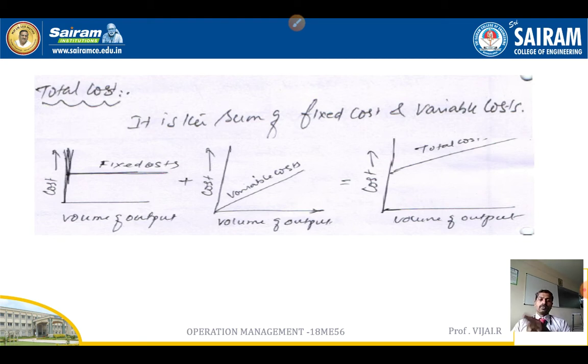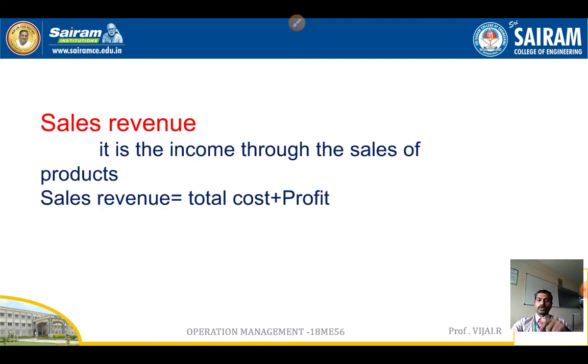The sum of the fixed cost and the variable cost gives the total cost. In the last slide you can see the volume of output, and the total cost starts from the fixed cost and increases linearly along with the variable cost. So this is the total cost. And what is sales revenue? Revenue is the income through the sales of the product. When we sell the product along with the profit, we call it sales revenue.